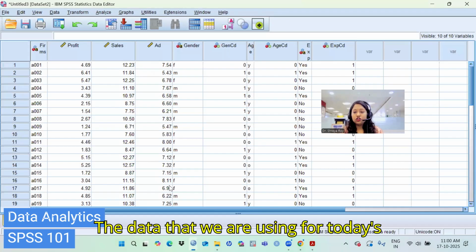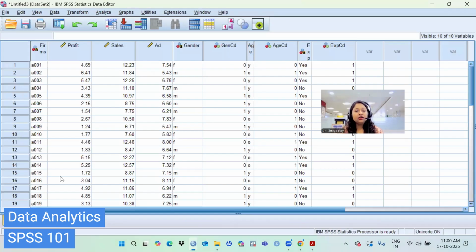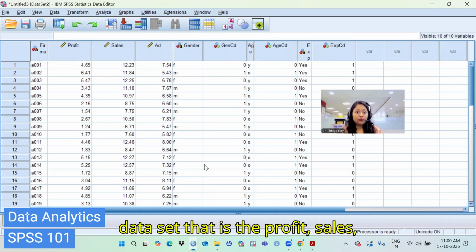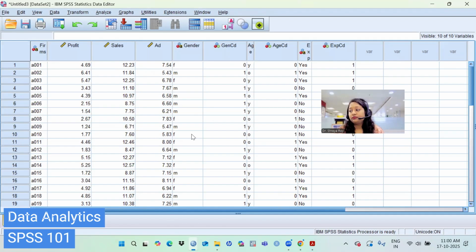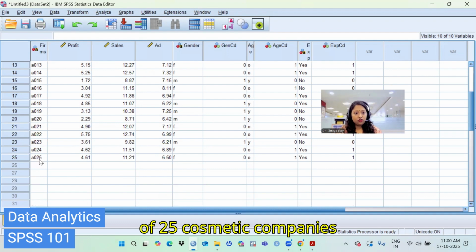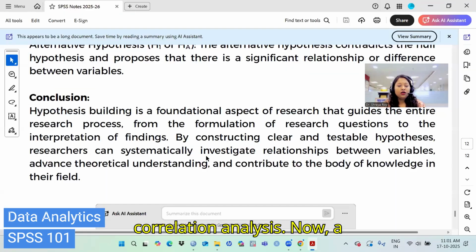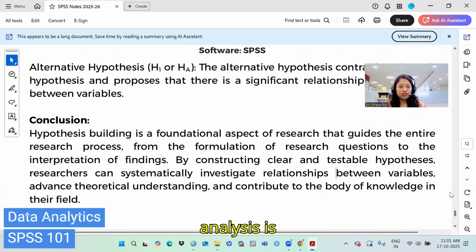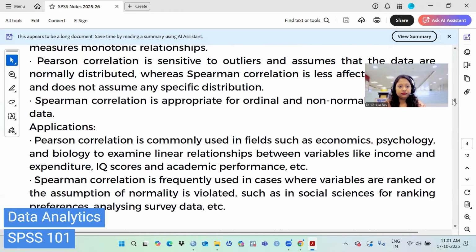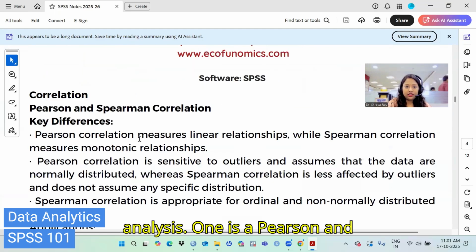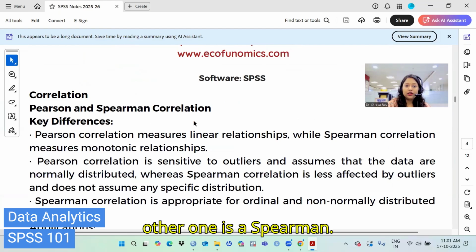The data that we are using for today's correlation analysis study is that of the cosmetic data set, that is the profit, sales, advertisement, and gender of 25 cosmetic companies. And so we are going to understand the correlation analysis. Now, a little behind the scene for correlation analysis is there are two types of correlation analysis. One is Pearson and the other one is Spearman.